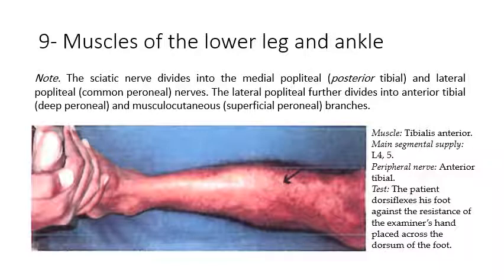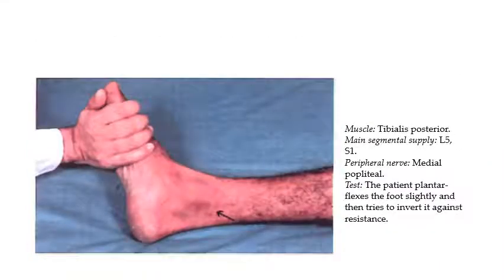Now, the first muscle of the leg, the tibialis anterior, receives supply from L4-5 and the anterior tibial nerve or the deep peroneal nerve. To examine this muscle, the patient is asked to dorsiflex his foot against resistance. Tibialis posterior is supplied by L5 and S1 and the medial popliteal or the tibial nerve. It is examined by asking the patient to plantar flex his foot against resistance. Then try to invert it against resistance.